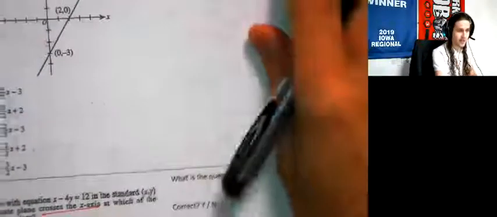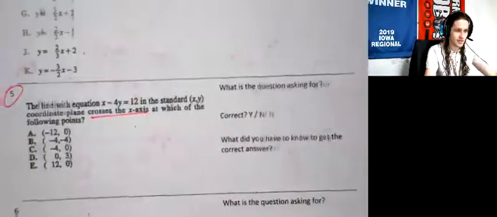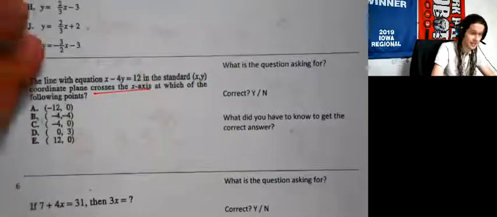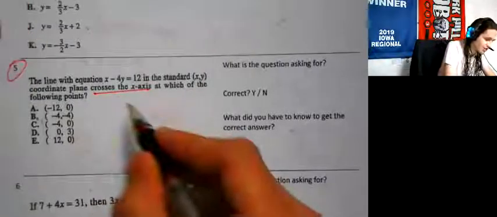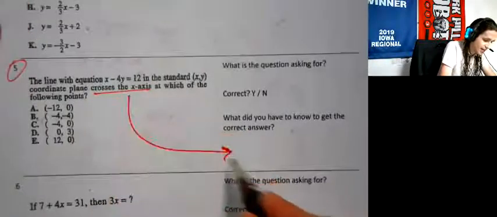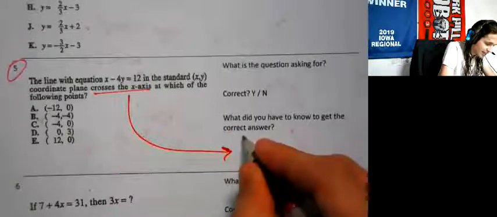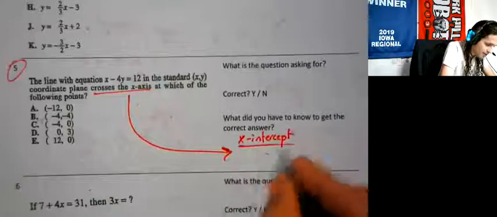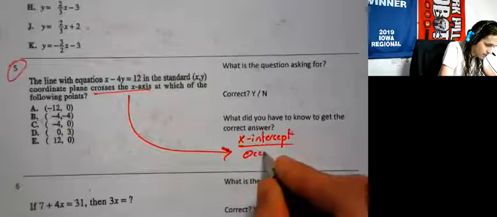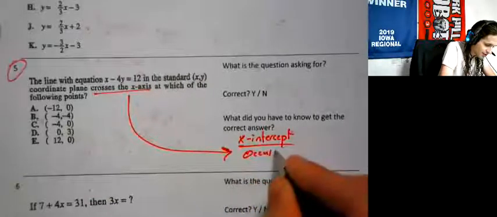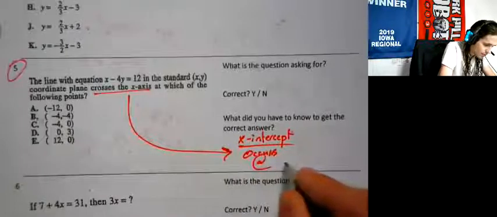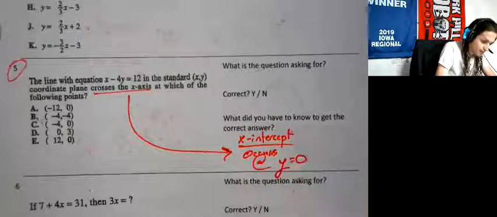All right, number 5. Great. The line with equation x minus 4y equals 12 in the standard xy coordinate plane crosses the x-axis at which of the following points? The thing you need to know to answer this problem is the x-intercept. Where does that happen? That occurs, I never know if I'm spelling occurs right, at y equals 0.